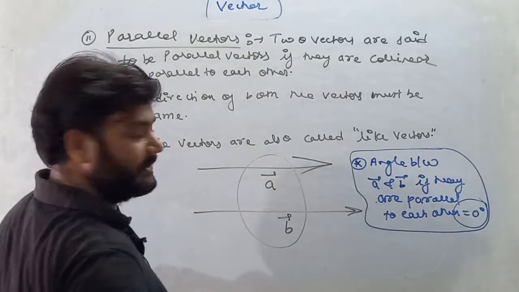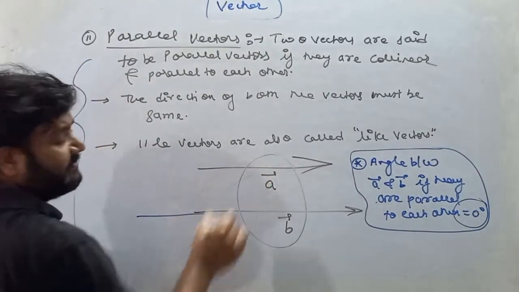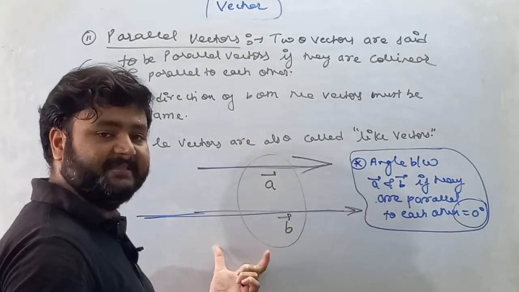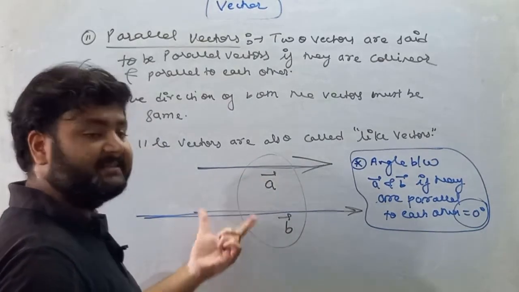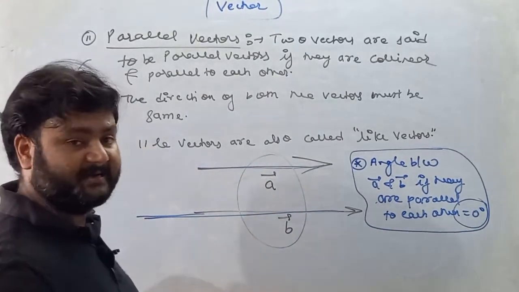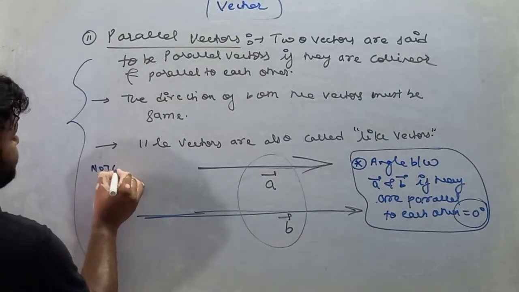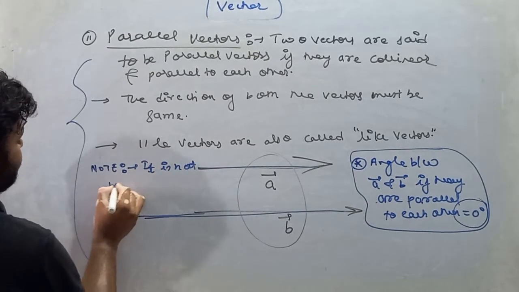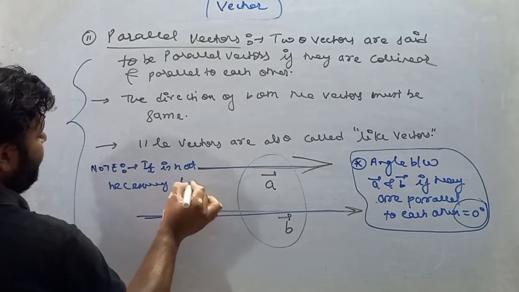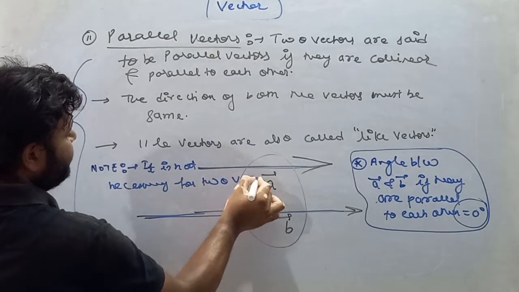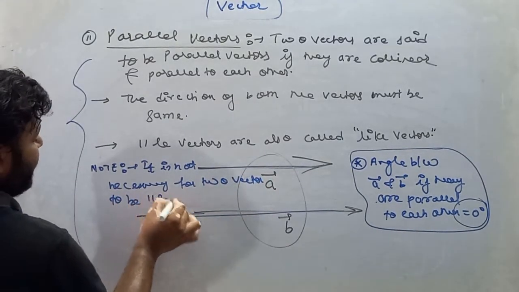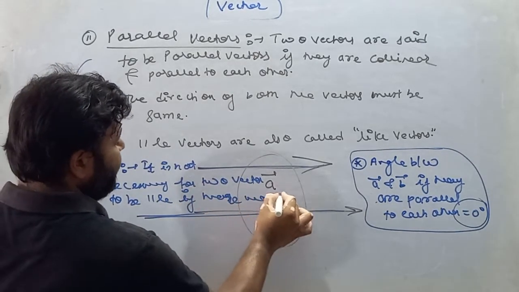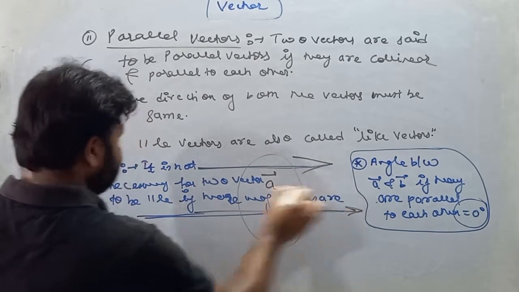And one more thing, my dear student, if the magnitude of both vectors is different, see this line and this line comparatively are of different length, b vector is greater in length as compared to a vector, still they are parallel. So I'll write in the form of a note, it is not necessary for two vectors to be parallel if their magnitudes are different.